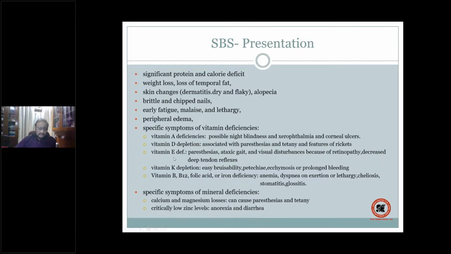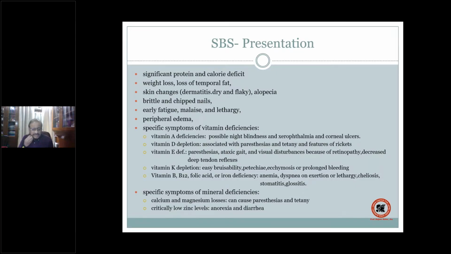We all know what happens in vitamin A deficiency: night blindness, xerophthalmia, corneal ulcers. Vitamin D: rickets, tetany. Vitamin E: you have paresthesia, ataxic gait, and all kinds of neurological symptomatologies. Vitamin K depletion: bruisability. Why? Because the clotting mechanism is being affected. B12, folic acid, iron deficiency: you get anemia, dyspnea on exertion, or lethargy.